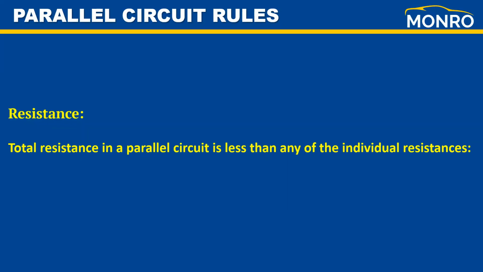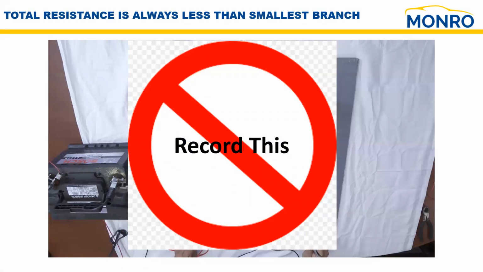So let's talk about the rules for resistance when it comes to parallel circuits. In this particular case, total resistance in a parallel circuit is always going to be less than any of the individual branches. Remember the basic Ohm's law: the more current we had, the lower the resistance had to be. So if we provide another path for current to flow, then the total circuit resistance has to become less than that of the smallest one. And here, let me show you what I mean by that.